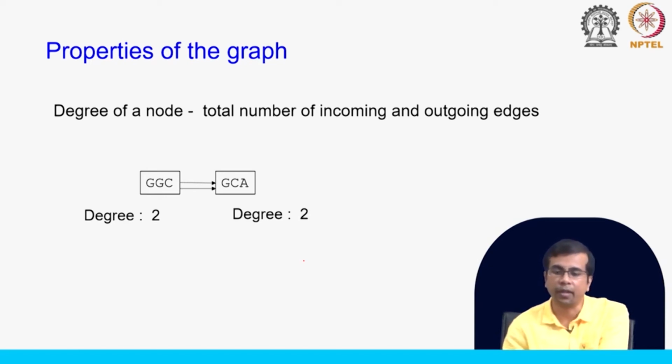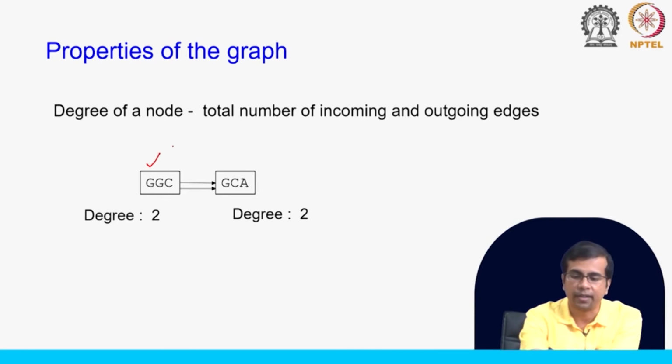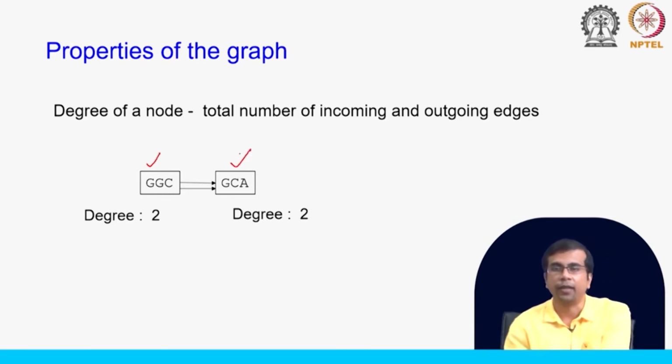The first term is the degree of a node. The degree of a node in a graph is defined by the total number of incoming and outgoing edges. If you take this small example here, we have the node GGC and another node GCA. The degree is 2 for both of them. For GGC, there are 2 connections going out, but no connections coming in. So, it's incoming plus outgoing, and the degree is 2. Similarly, for GCA you have 2 incoming connections, but no outgoing edges, so the degree is again 2.